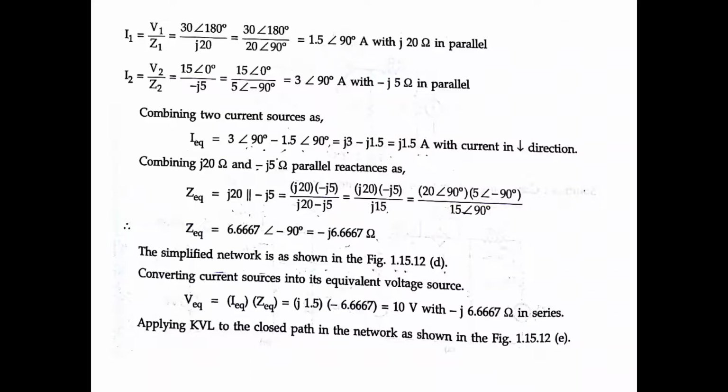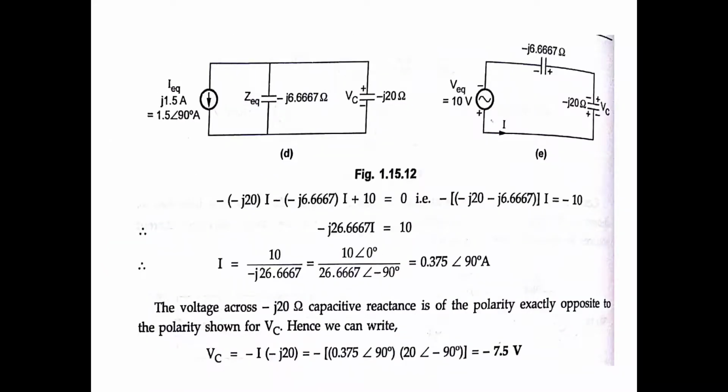Finally, V equals I into Z, with I equivalent and Z equivalent. I equivalent is j1.5, and Z equivalent, just now calculated, is minus j6.6. We get V equivalent. Okay, next, I equivalent and Z equivalent with VC, the voltage source. This is the figure. I equivalent value is 1.5 at angle 90, VC as it is, and Z equivalent. These two give V equivalent, that is 10 volts.